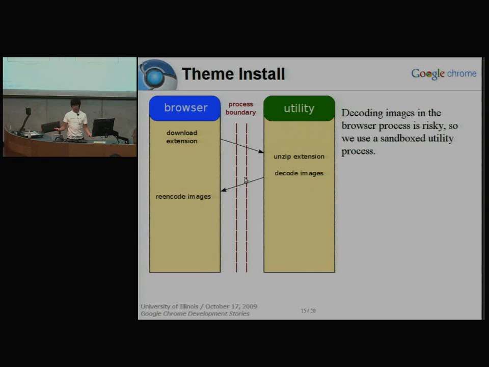So when you download an extension, we actually pass the zip file to the utility process. We sandbox the utility process. Then the utility process will do the dangerous work of unzipping it, decoding the PNGs, making a safe format, and then sending it back to the browser process, at which point the browser's like, okay, the utility process didn't crash, didn't do anything crazy. It sent me images that are known to be safe, and we can now install the theme and display it to the user. So we're starting to spin up extra processes when you need security for more cases than just rendering web pages.